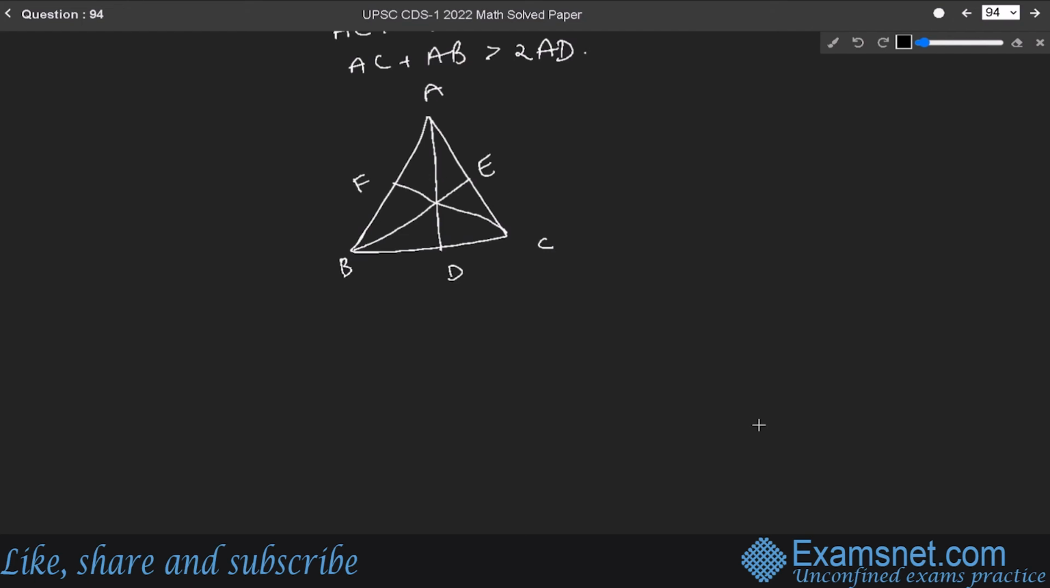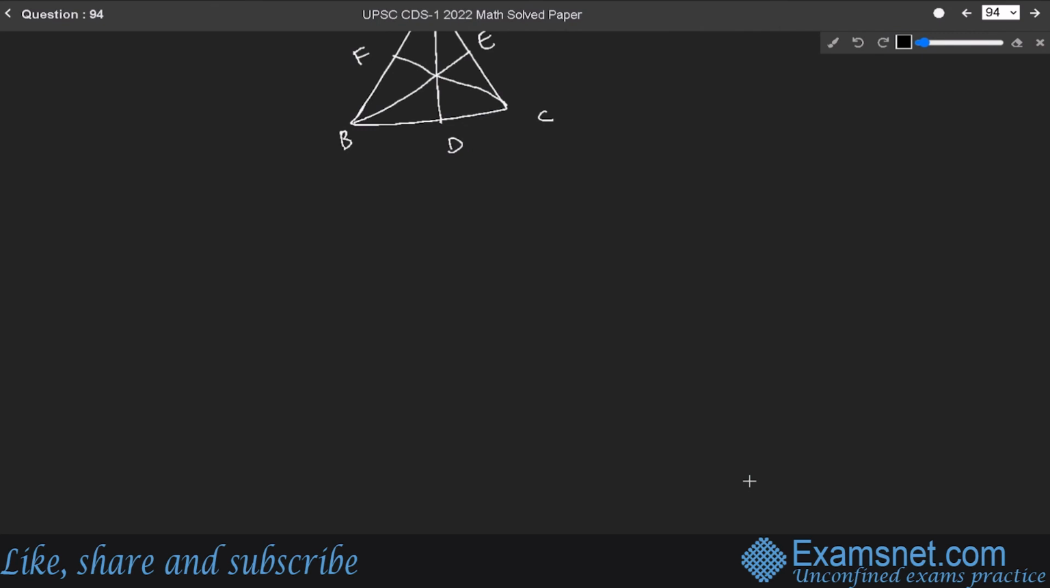So in triangle ABC, D, E and F are the midpoints of the sides BC, CA and AB respectively. And we know that the sum of two sides of a triangle is greater than twice the median which is bisecting the third side. So therefore in triangle ABC, since AD is a median, we can write that the sum of two sides, which is AB plus AC, will be greater than twice the median bisecting the third side. So it will be greater than twice of AD. Let this be equation number 1.